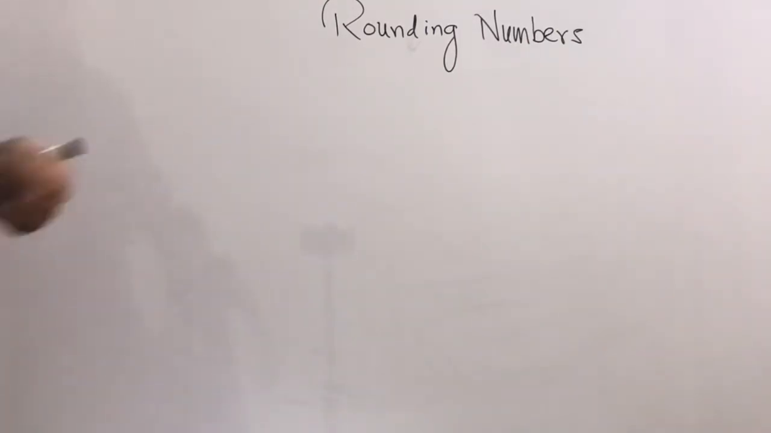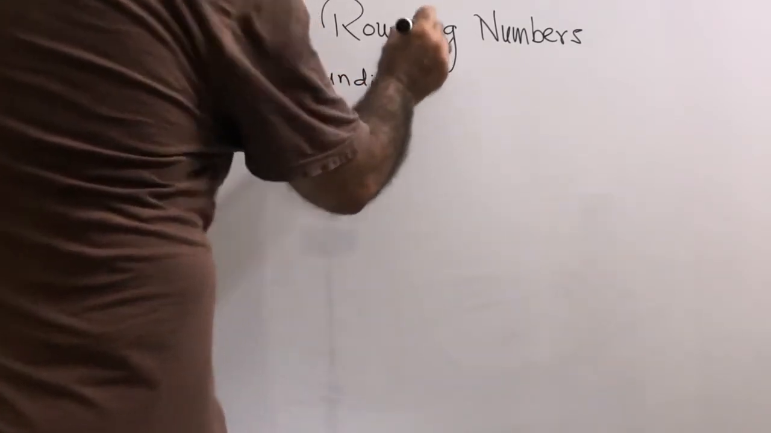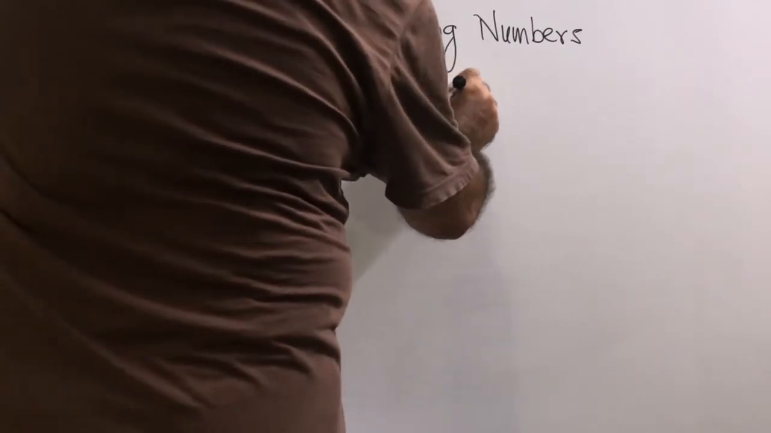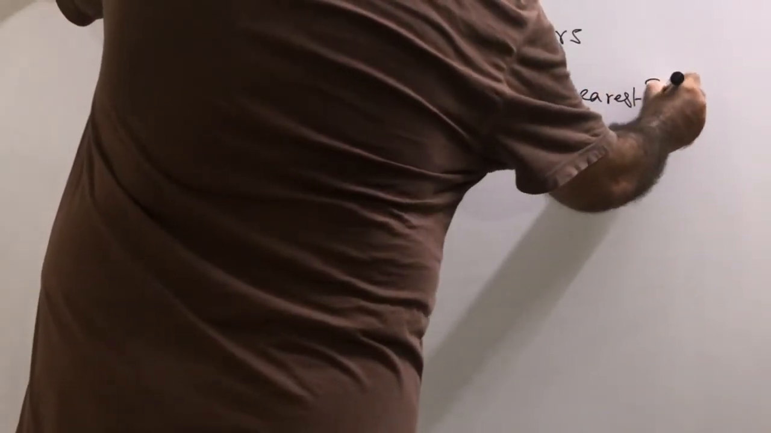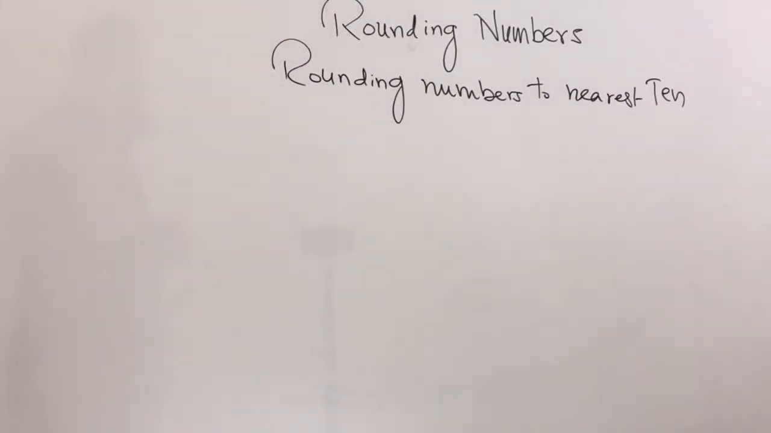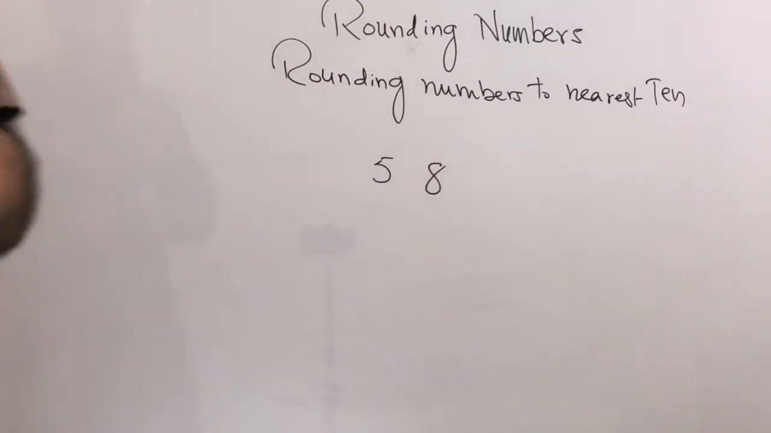So first one is rounding numbers to nearest 10. Okay, so rounding numbers to nearest 10. This is the name of the topic. We will start. They say Mrs. Ali went shopping. She bought a handbag for $58. So first we need to round this number to nearest 10.